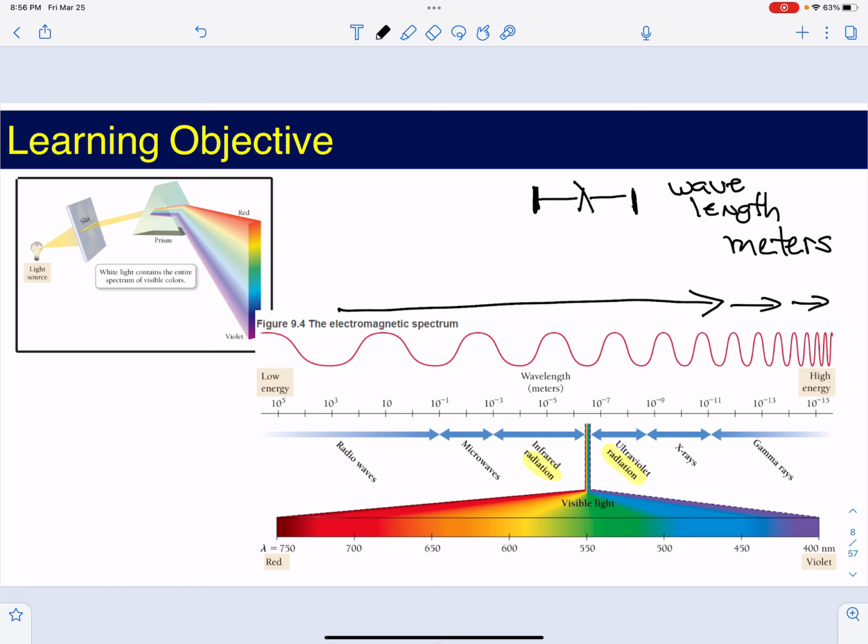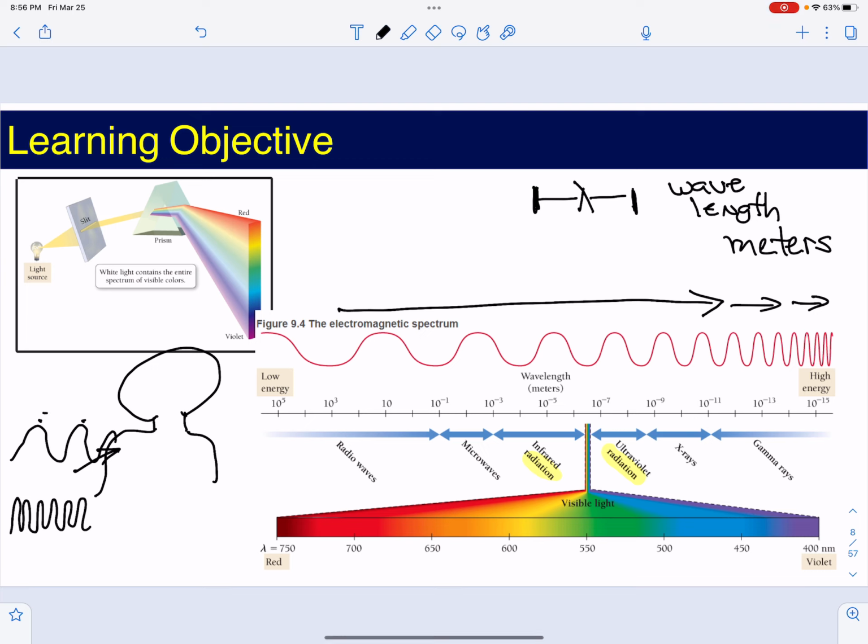And imagine that here you are, and the light is hitting you, right? Imagine that light hitting you, and every time the peak gets to you, it punches you in the shoulder. Now imagine that this is the wave that we are talking about now.